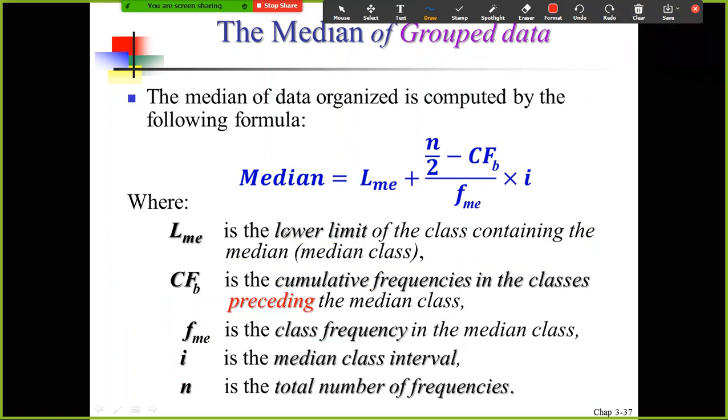LME, what is LME? Low limit of median class. What is CF? CFB, cumulative frequency of the class before the median class. FME: F is frequency, Me is median, that means median class frequency. I is interval, class interval, and n is total frequency or total items in our data set. So this is the formula. Don't read it, but try to practice. Try to practice, you will remember. Don't try to read it by heart.